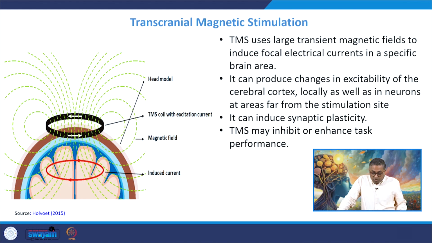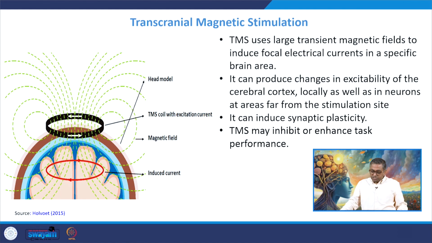Okay. So working on the magnetic principle, transcranial magnetic stimulation, TMS, uses a large transient magnetic field to induce focal electrical current. When you bring the magnetic coil near the brain, it generates a magnetic field. As a result, an electrical current gets generated. This is because the ions present in the bloodstream or in the brain start to align themselves, and the movement of these ions generates an electrical current inside the brain.